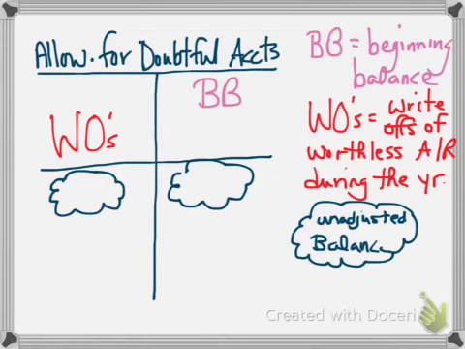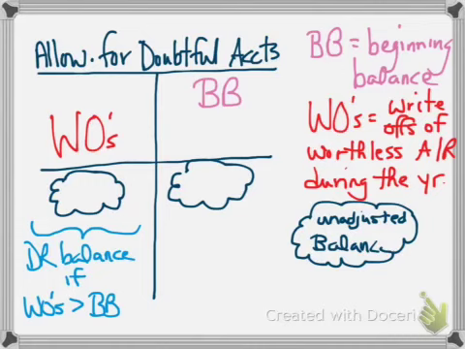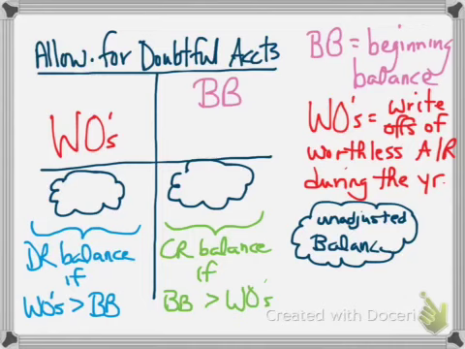So beginning balance less the write-offs, one of two things is going to happen. If the write-offs were very, very large during the year, and in fact you wrote off so many receivables that it was greater than your beginning balance, you're going to end up with an unadjusted balance that's a debit. However, if during the year you had some write-offs, but it wasn't very large, where the beginning balance was greater than the write-offs experienced during the year, then you'd have a credit balance.